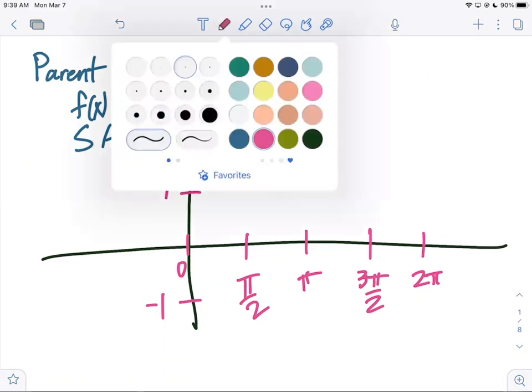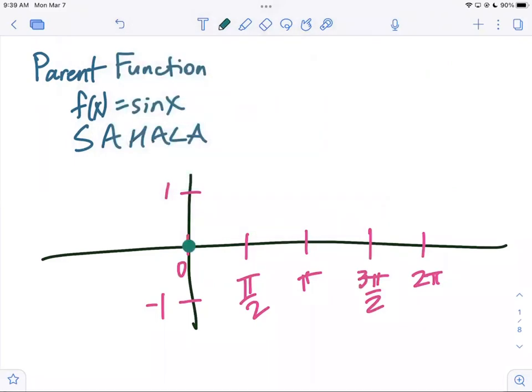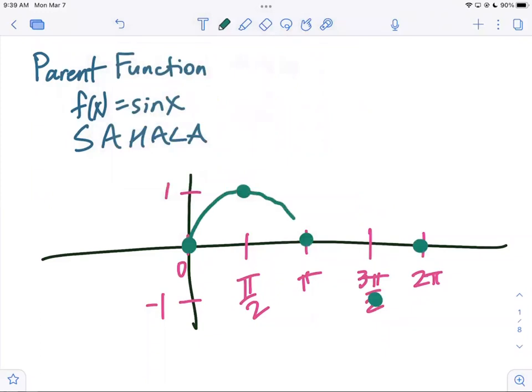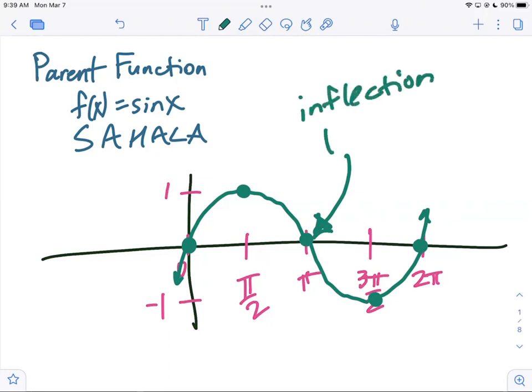Now we're going to put in our critical values. For sine, it's axis, high, axis, low, axis. All you have to do now is connect the dots, and then extend it out a little bit on both sides. We call this point, where it changes from concave down like a frown to concave up like a cup, the inflection point. It's where the curvature changes. There's your one cycle of sine. So there's your parent function.